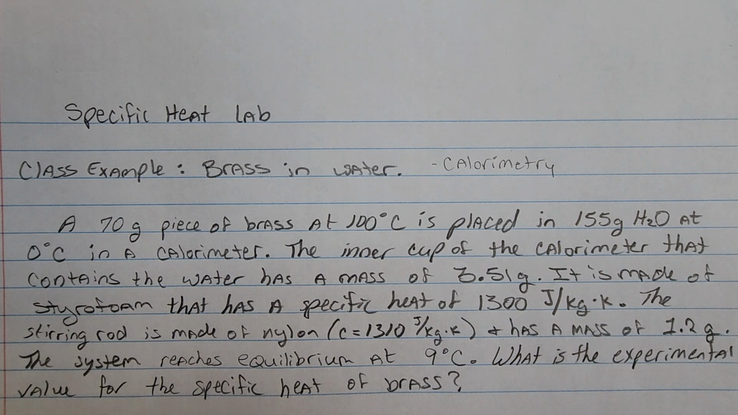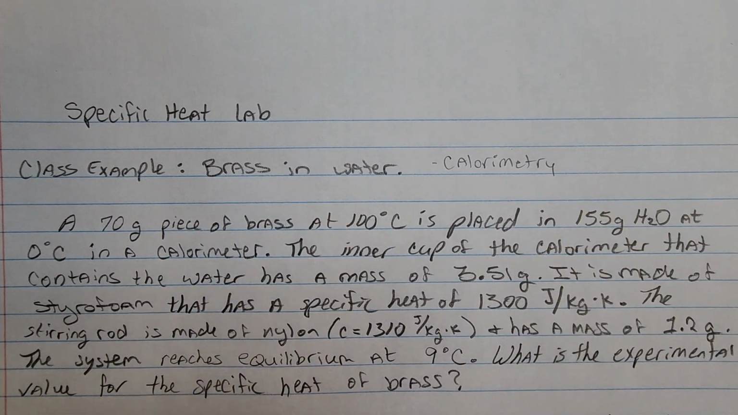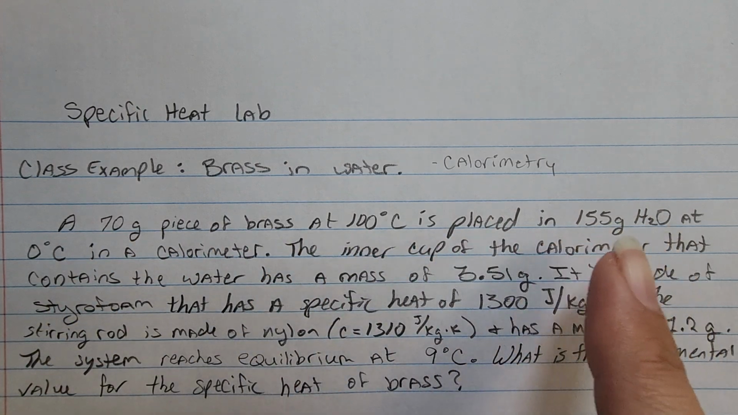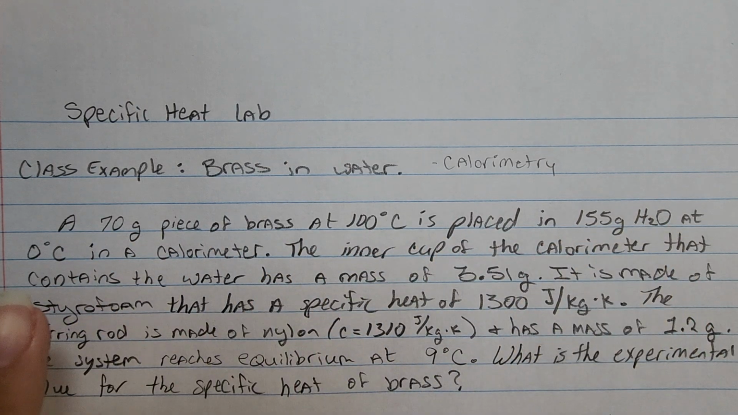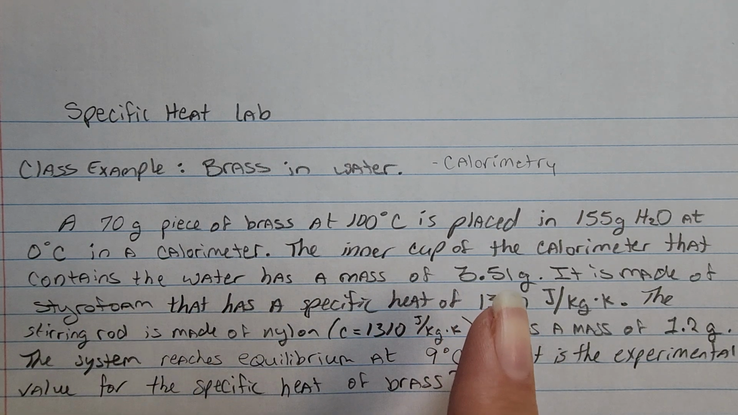Hey guys, here's an example of how to calculate the specific heat of an unknown metal, like we did in our specific heat lab. Here's an example of brass in water. We're going to use a 70-gram piece of brass at 100 degrees Celsius and place it in 155 grams of water at 0 Celsius. The inner cup of the calorimeter has a mass of 3.51 grams.